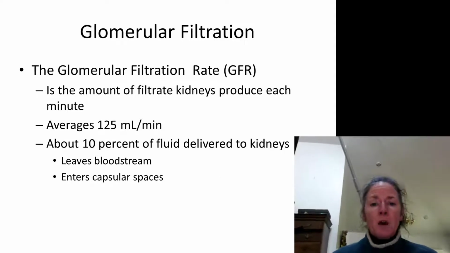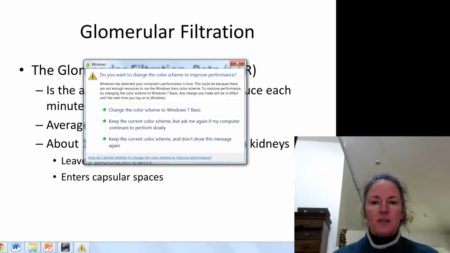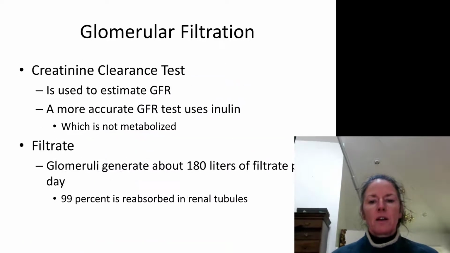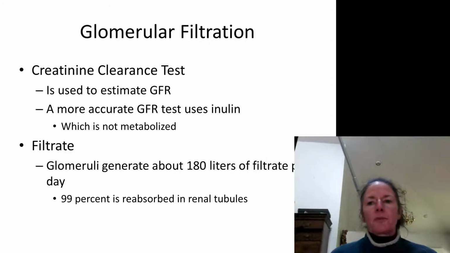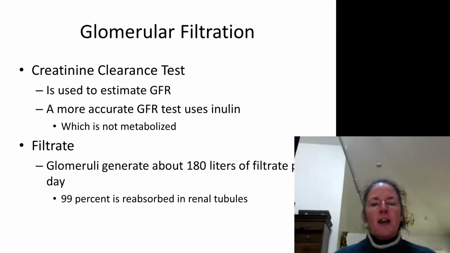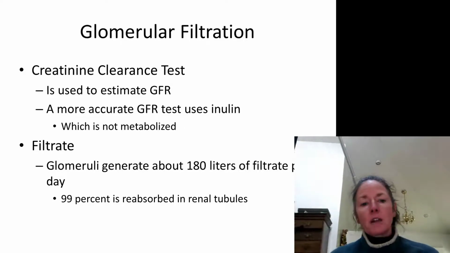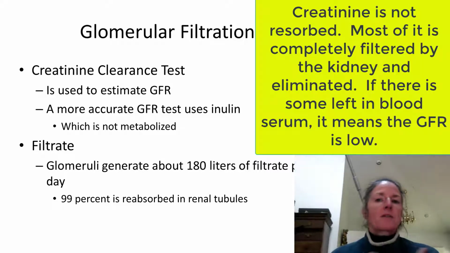So we can estimate this by looking at the amount of creatinine. So creatinine is a toxin that's produced from the breakdown of creatine phosphate. And typically the kidneys are very good at getting rid of it, and none of it is resorbed back through the tubular system. So almost none of it is resorbed.